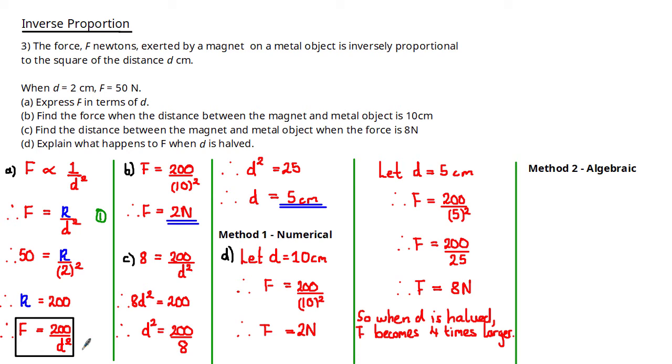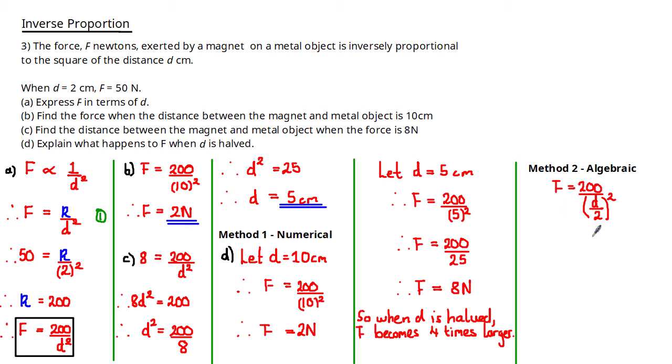So subbing D over 2 into this formula, we get that F is equal to 200 divided by (D over 2) all squared. So what we've done is replace the value of D in this formula with D over 2. And hopefully you can see how important the use of brackets is in this substitution. So let's now work out the value of F algebraically.